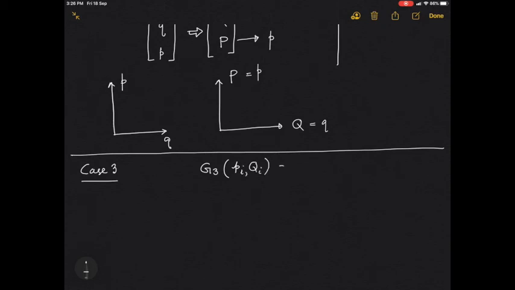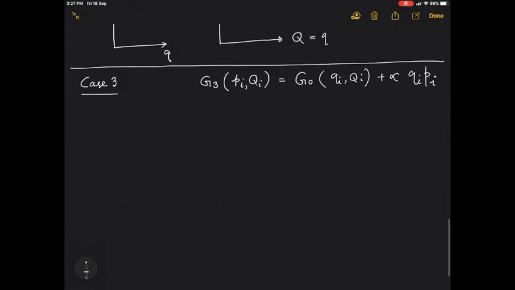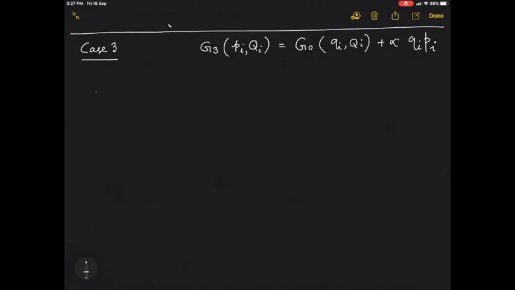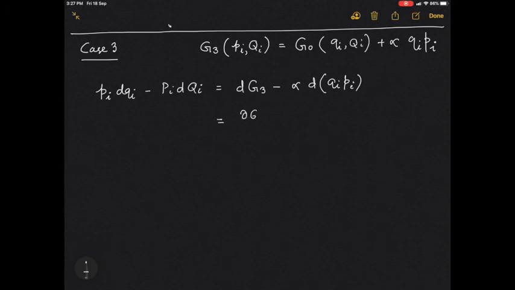Now this will be a function of P and Q, and if you wish, we'll keep all the coordinates. And let's see how we get it from G0. G0 is a function of small qi and capital Qi. And again I add alpha times the terms which have what has replaced what. So this is Qi and Pi. And you know the drill now. So I write down Pi dqi minus capital Pi d capital Qi equals dG0, which is now dG3 minus alpha d of Qi Pi.